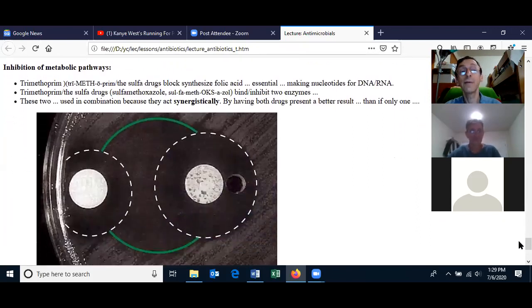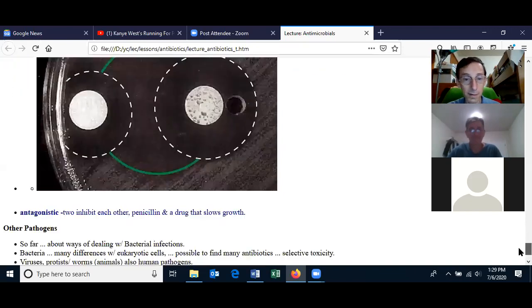All right, if there's no questions about protein translation, let's move on to the inhibition of a metabolic pathway, meaning this is the mode of action. The antibiotic stops a metabolic pathway. And usually that means that the microbe has this metabolic pathway and the eukaryotic cell does not. Trimethoprim and the sulfa drugs is one that I'm going to talk about.